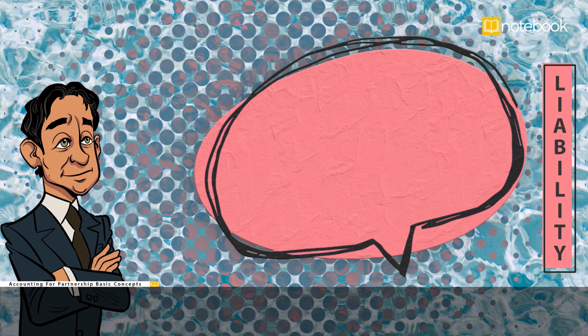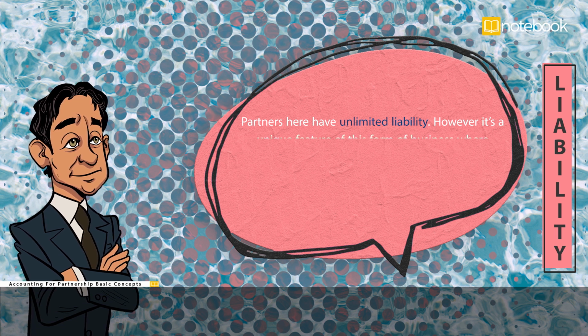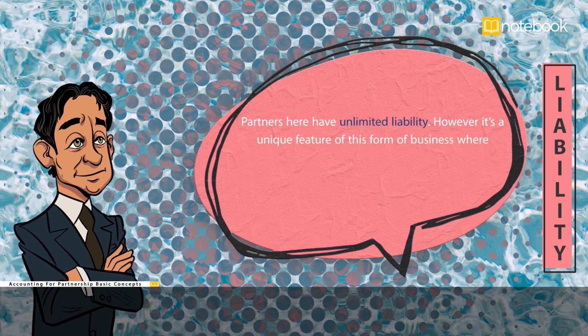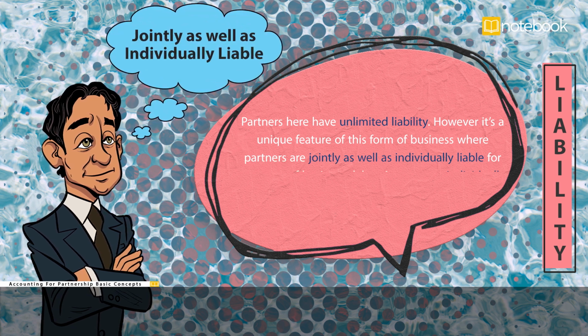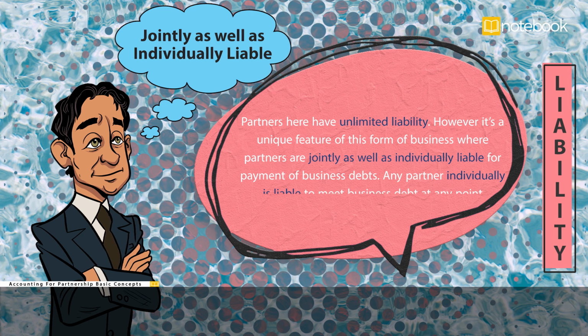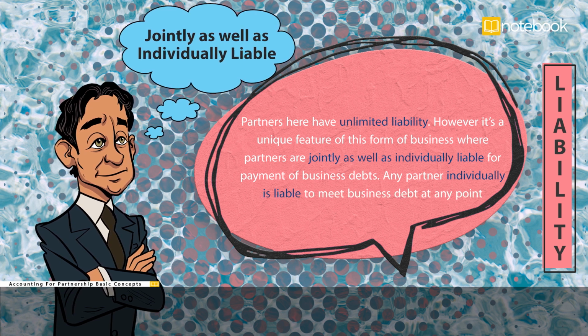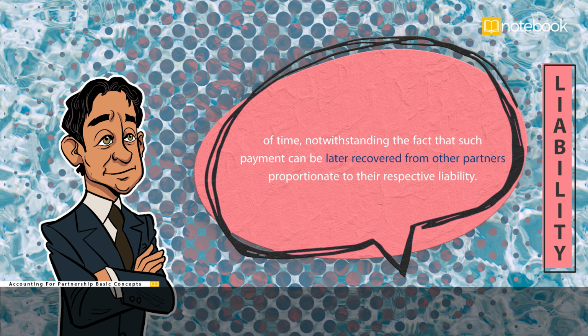2. Liability. Partners here have unlimited liability. However, it's a unique feature of this form of business where partners are jointly as well as individually liable for the payment of business debts. Any partner individually is liable to meet business debt at any point of time, notwithstanding the fact that such payment can be later recovered from other partners proportionate to their respective liability.